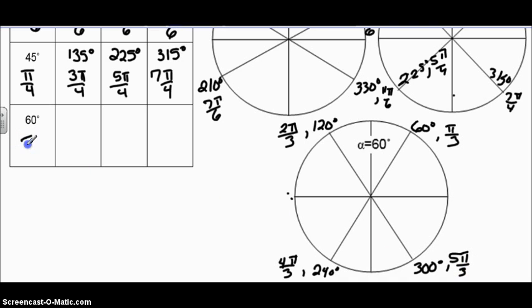So again, 60 is pi over 3, 120, 2 pi over 3, 240 is 4 pi over 3, and finally 300 degrees is 5 pi over 3. So learning that chart is going to really help us out.